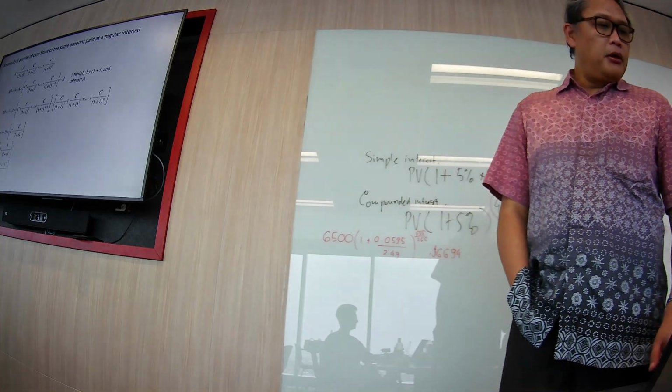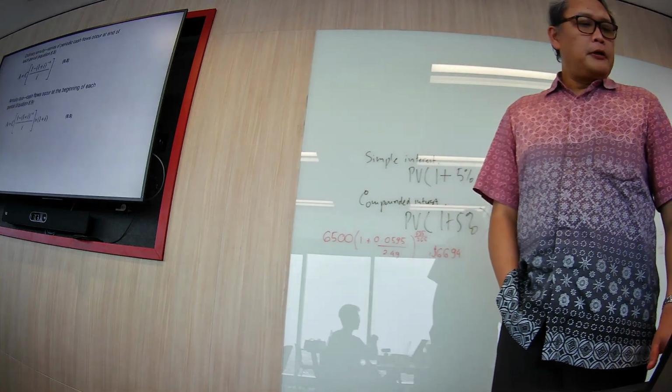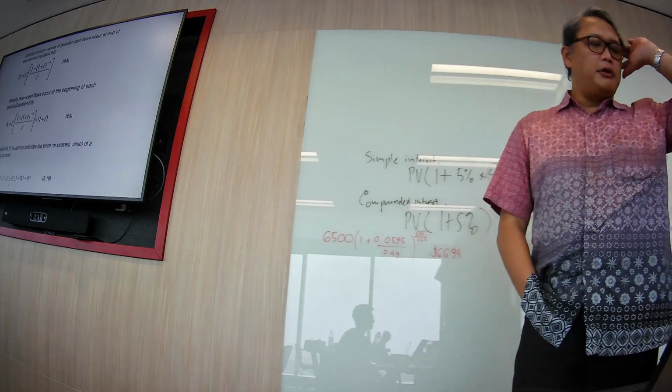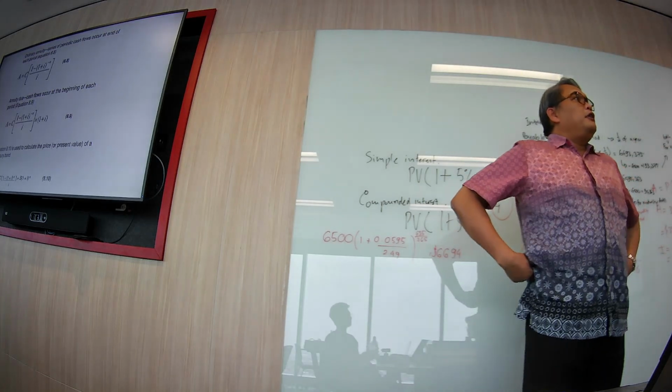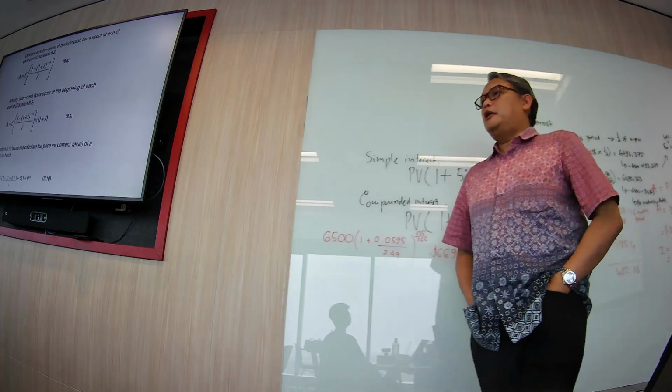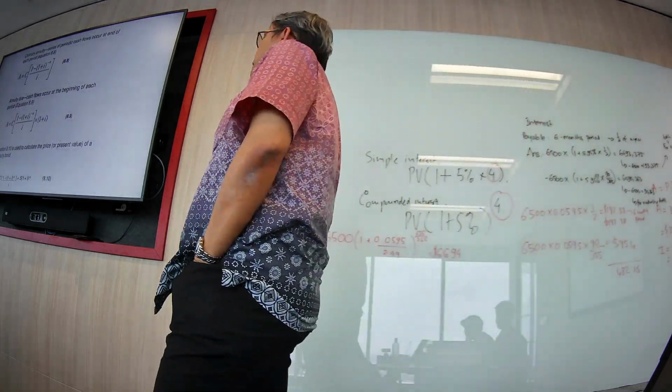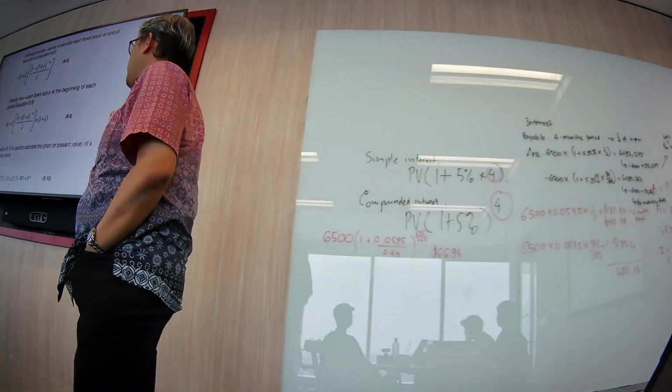This is an example of ordinary annuity, at the end of each period. Right? So the ordinary is at the end of each period, and then annuity due is the beginning of each period.